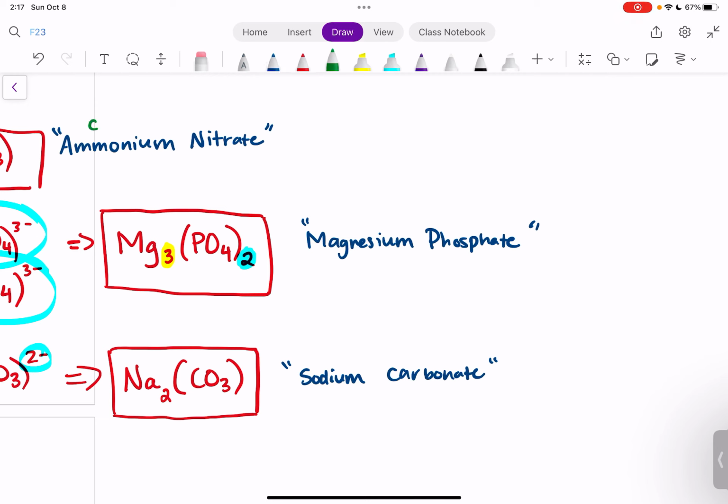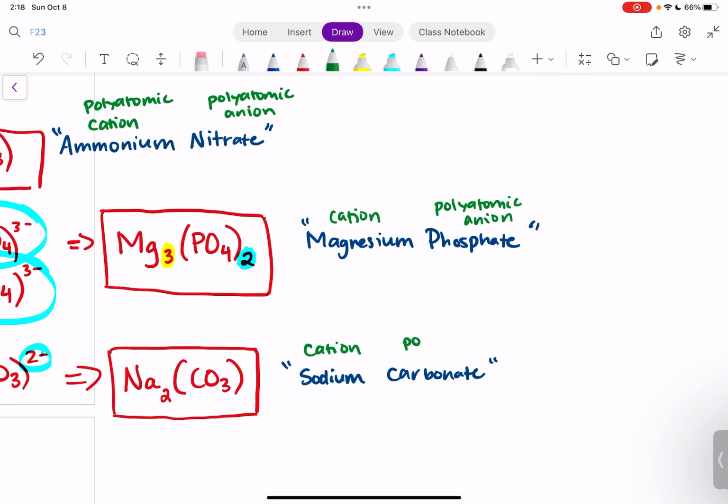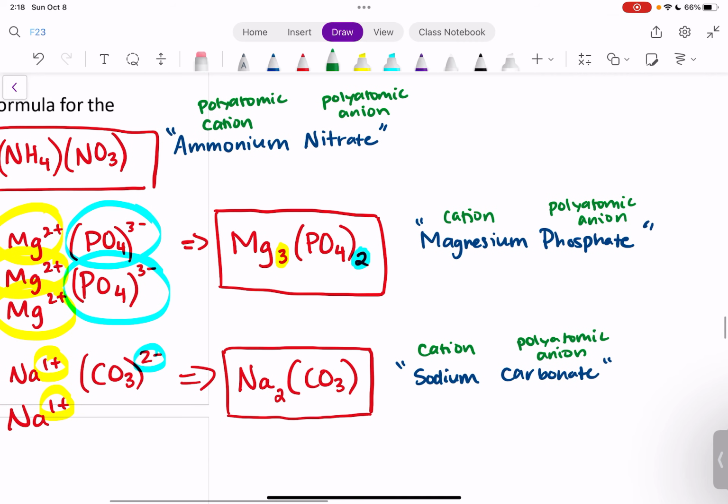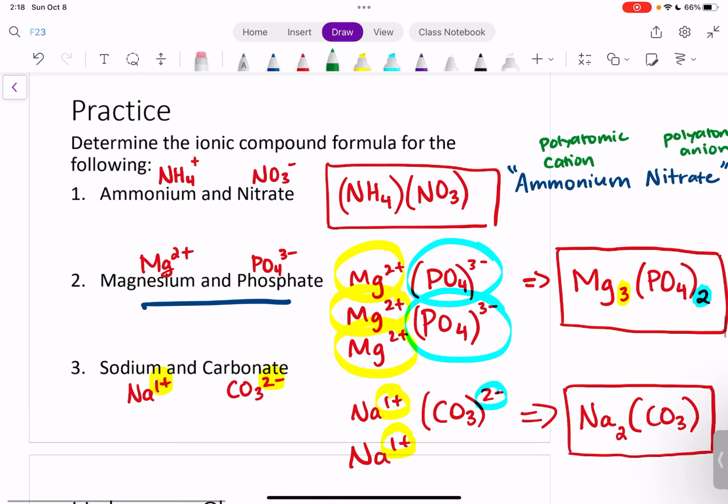And then I'll label this cation. And this is a polyatomic anion. Then this is just a regular cation, and this is a polyatomic anion. And this is just a regular cation again, and this is our polyatomic anion. Okay, remember: cation, anion, cation, anion. So that's how you would name those. Very important to name.